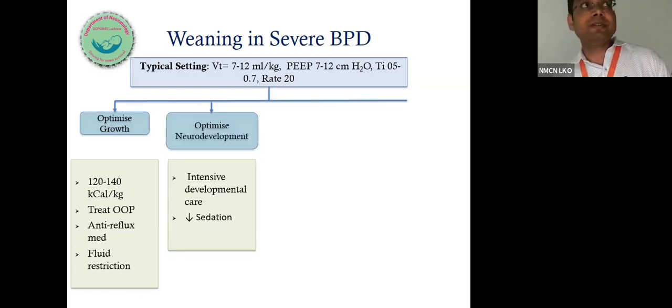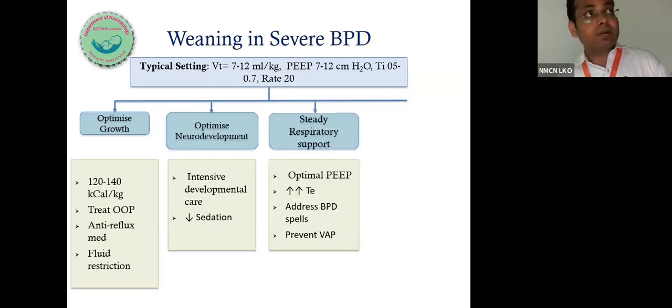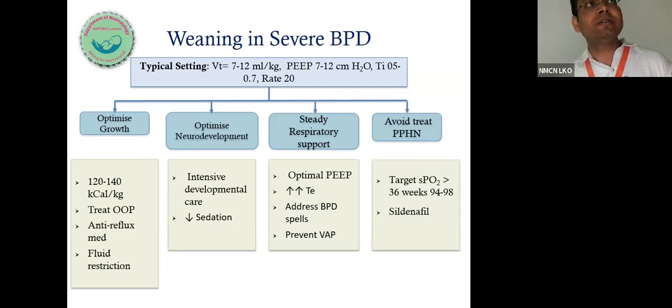Then we need to optimize the neurodevelopment, such as the ISO environment has to be controlled and minimal sedation has to be given. Then the baby should be stabilized on steady respiratory support with optimal PEEP, increased expiratory time for reducing the auto PEEP. Then BPD spells should be addressed, and we should have VAP bundles to prevent ventilator-associated pneumonias. Then PPHN should be avoided, or else it should be treated.